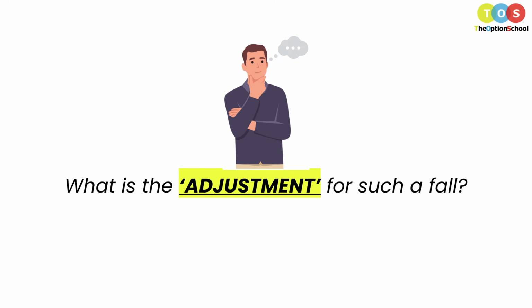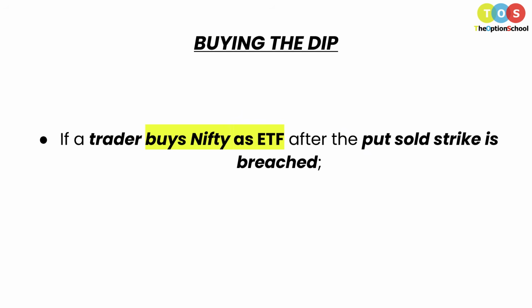What can be the adjustment for such a large gap down? Remember, we said we are looking for such an opportunity if we are using this cycle of trade. At such a huge fall, what can be done is we can square off the trade at a loss. Yes, we will lose 22k in the trade, and we buy Nifty ETF.